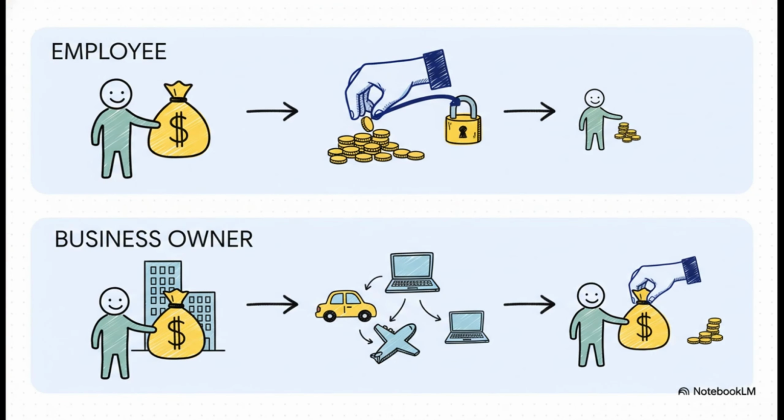But wait, the advantages don't stop there. Take a look at this, because it reveals one of the biggest and yet totally legal secrets of the wealthy, how they deal with taxes. For an employee, it's a one-way street. You earn your money, the taxman immediately takes his cut, and then you get to spend what's left. But for a business owner on the right side, oh, the entire game is flipped upside down.